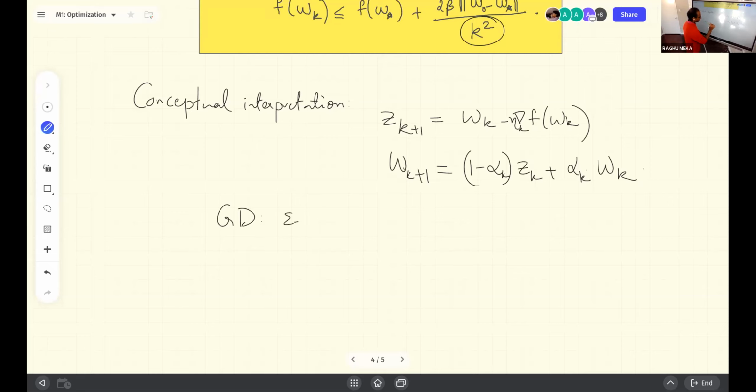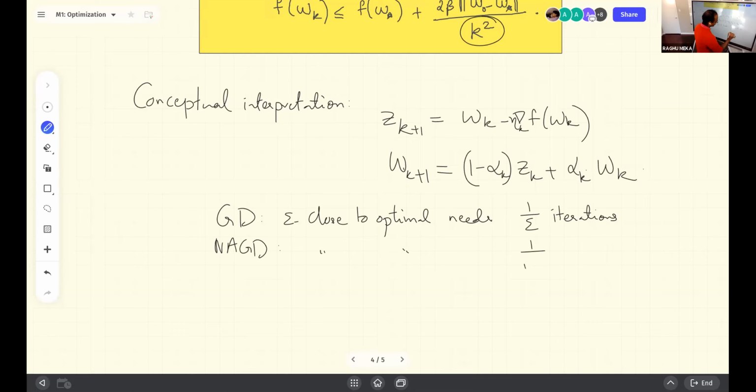GD, epsilon close to optimal, needs 1 over epsilon iterations. NAGD, 1 over square root epsilon. Right, so if your accuracy is 1%, then there is almost a factor of 10 difference.